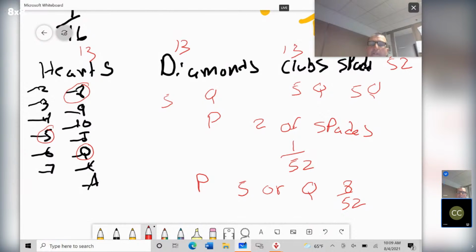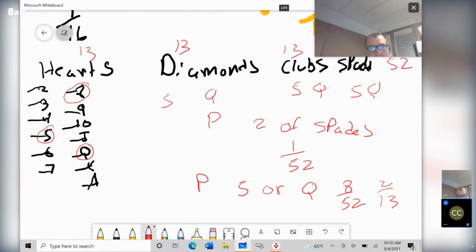So if you get this on the test and you know it's 8 out of 52, but you don't see that answer, don't panic. Be like, can I reduce this fraction? And you can. 4 would go into 8 2 times, and 4 goes into 52 13 times. So 8/52 and 2/13 are exactly the same.